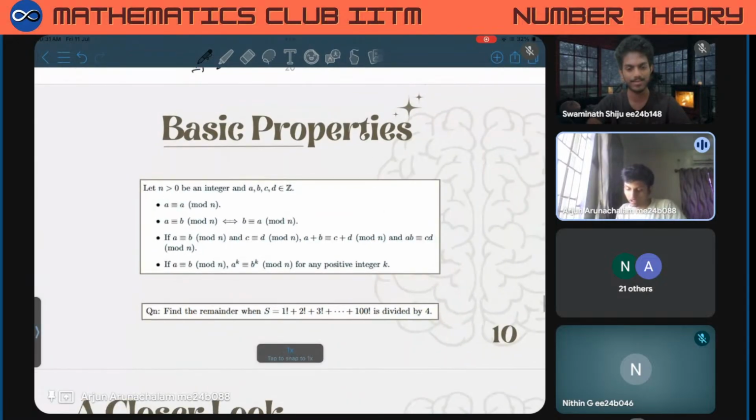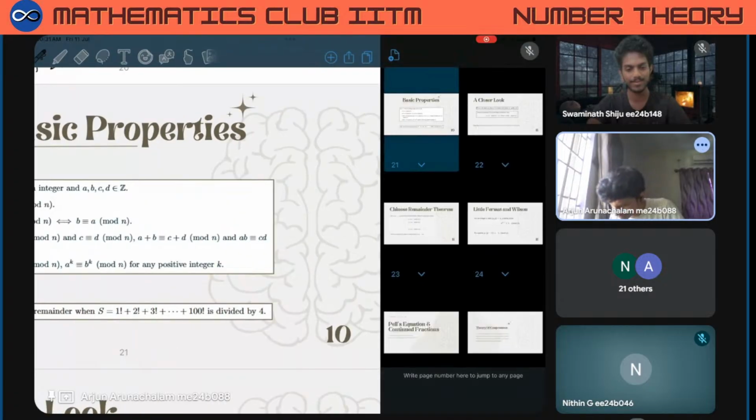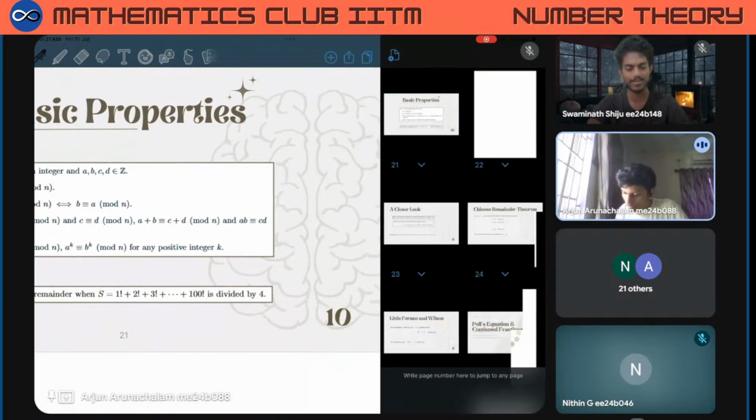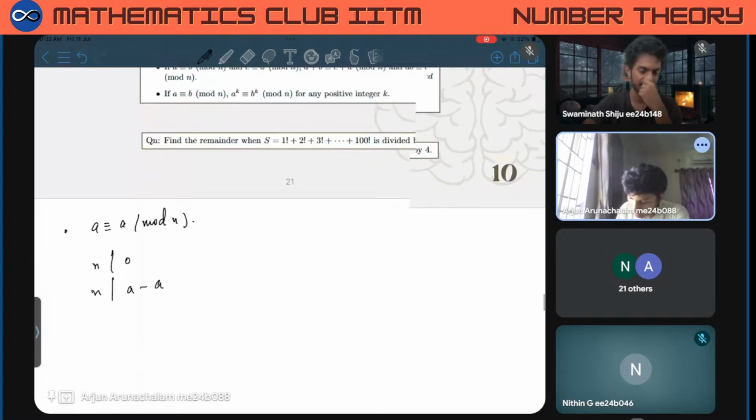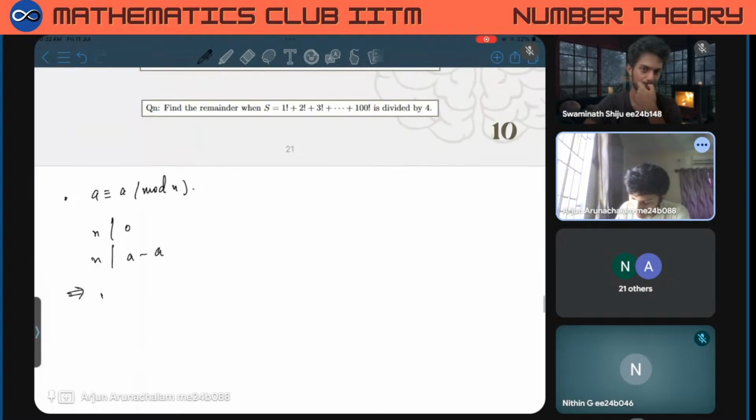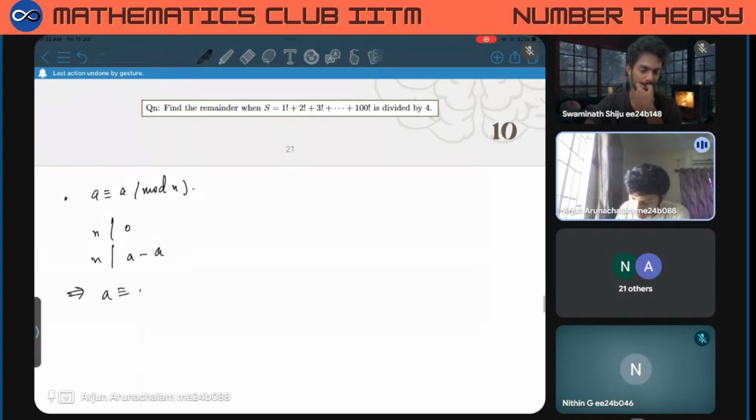So some basic properties. We'll also be proving each of the properties. The first one: a is congruent to a mod n. Why? Because n divides 0. So n divides a minus a. So a is congruent to a mod n.